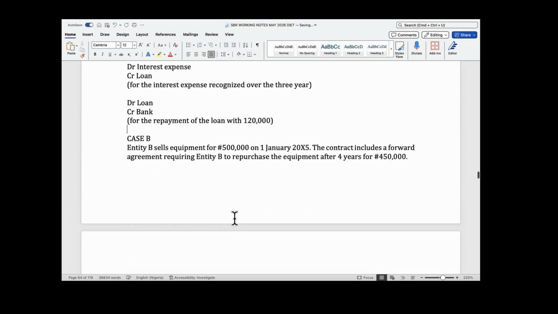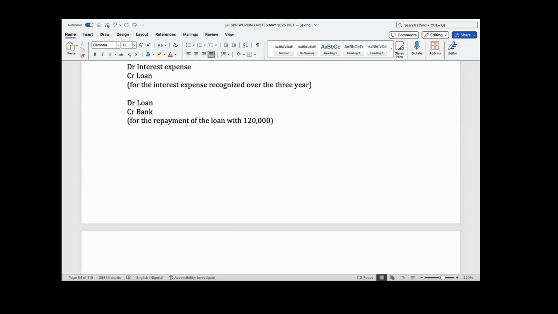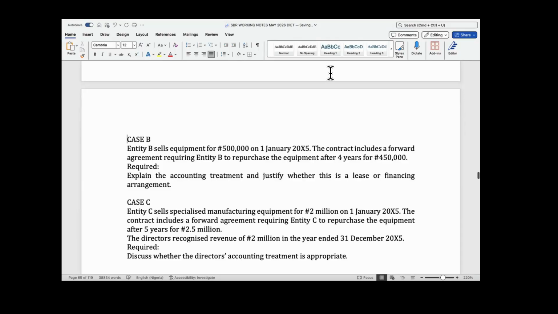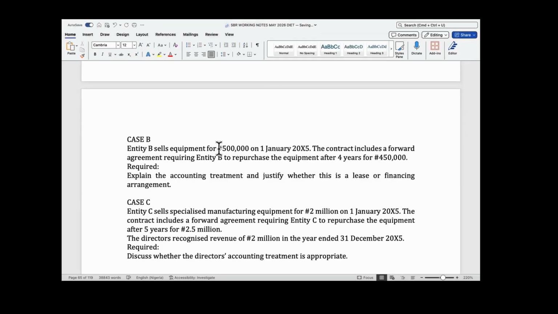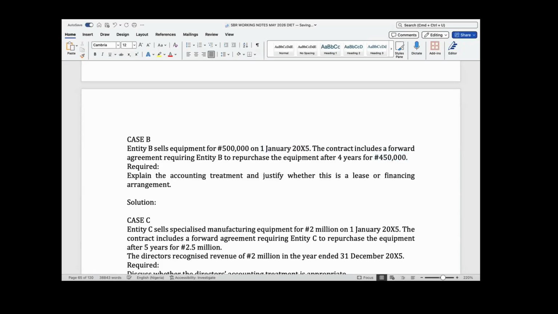The second scenario, which is case B: entity B sells equipment for 500,000 on 4th January 2005. The contract includes a forward agreement requiring entity B to repurchase the equipment after 4 years for 450,000. You are required to explain the accounting treatment and justify whether this is a lease or a financing arrangement.